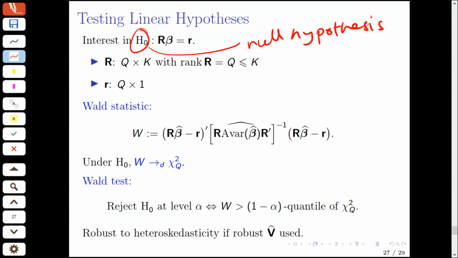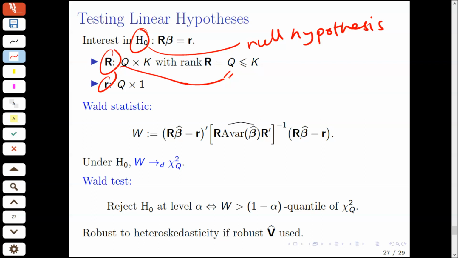And the hypothesis can be expressed as the following restriction, saying that some hypothesis matrix, boldface R, times the underlying parameters beta is equal to some hypothesis vector, let's call it boldface lowercase r. Now, strictly speaking, this matrix R should have rank equal to Q, the number of restrictions that we're trying to test, which cannot exceed the number of parameters in the model. That will become more clear later on.